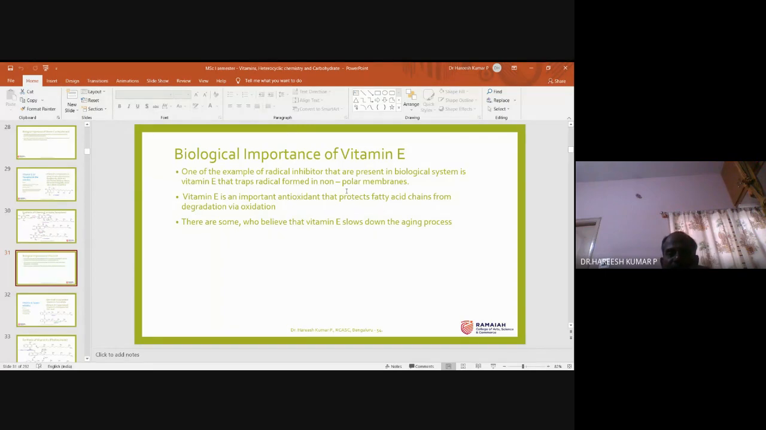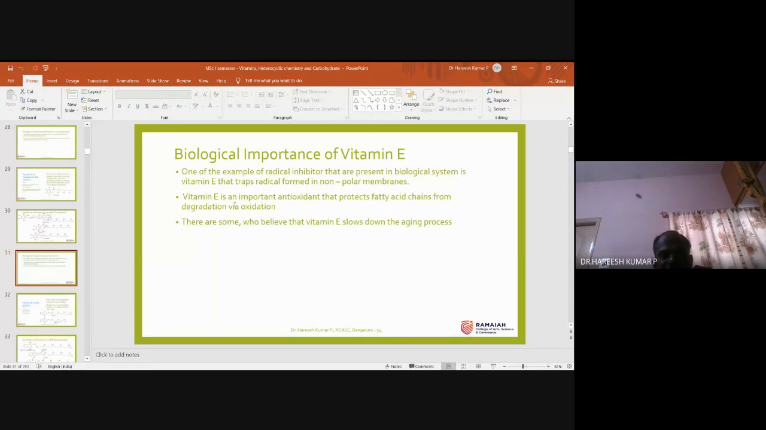So the living system contains an aqueous region as well as a fat region. So in the aqueous region, a radical can be trapped by using vitamin C. Vitamin C means ascorbic acid. So in the fat region, vitamin E will act as an antioxidant, and that will trap the radical formed in the fat region. That is about the application of vitamin E.